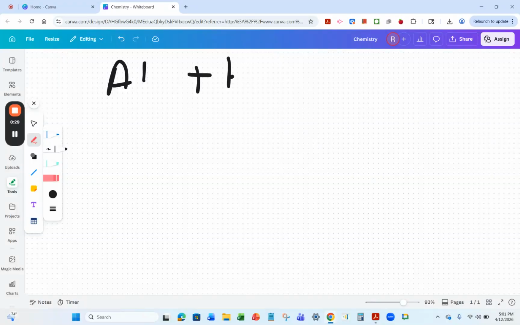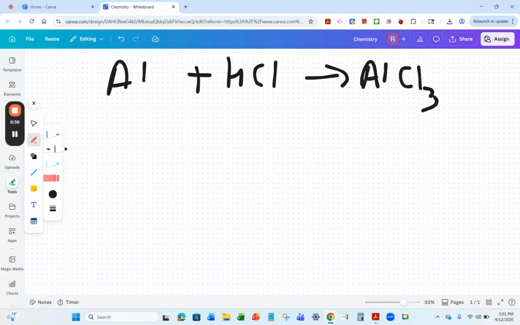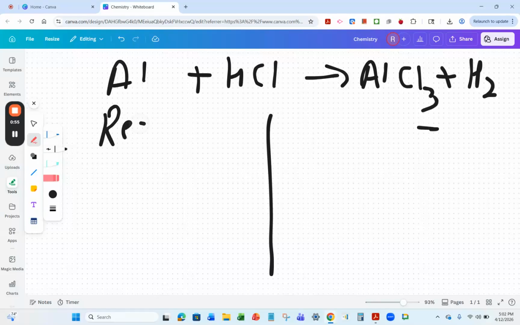Aluminum plus HCl, aluminum chloride. One thing is very important when we balance the chemical reaction: we don't change the subscript. Only the coefficient is the main key part for balancing the chemical reaction. If you change the subscript, it means you are changing the identity. So first you need to make two columns, left and right. Left for the reactants, right for the products.